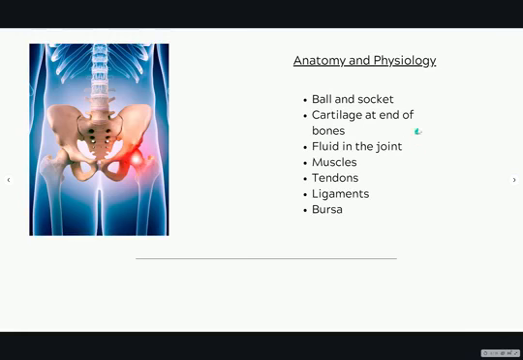The anatomy and physiology of the area: there's a ball and socket joint, which is the true hip joint right here. It's cartilage at the end of the bone. There's fluid in between the bones to help the bones move freely and easily. There are muscles around the area, tendons that connect the muscles to the bone, ligaments holding the bones together, and then bursa or sacs of fluid that protect the muscle from rubbing against the bone.